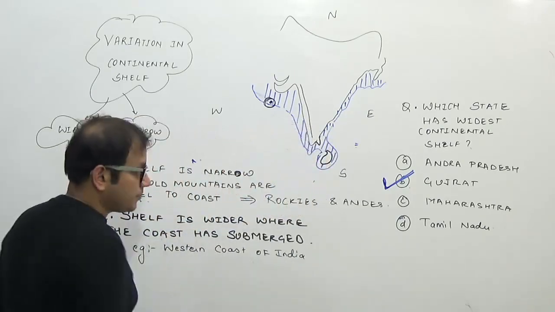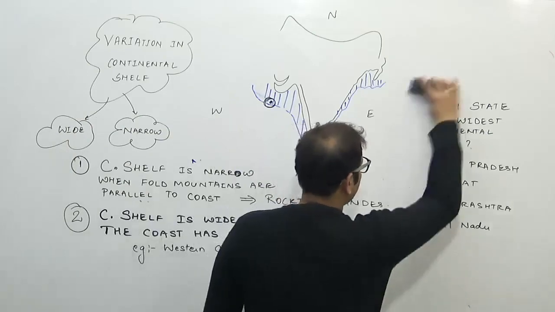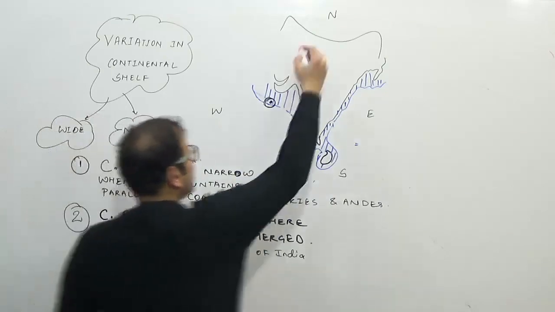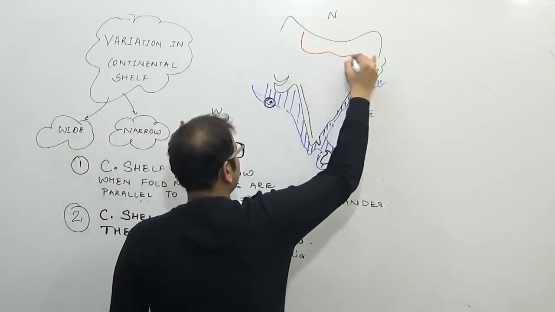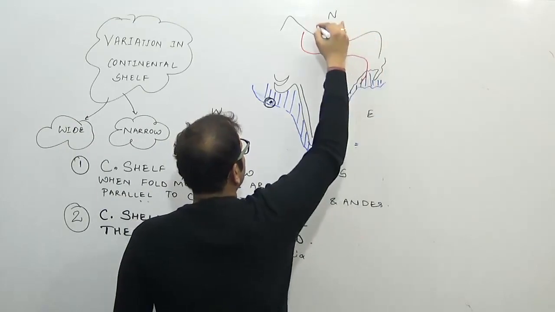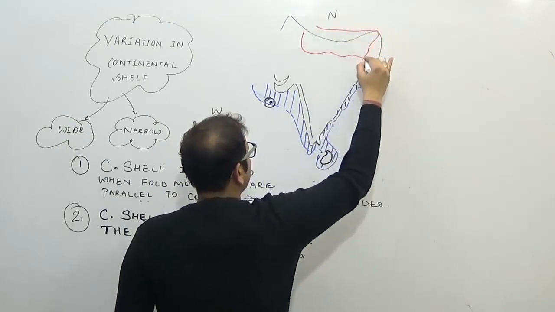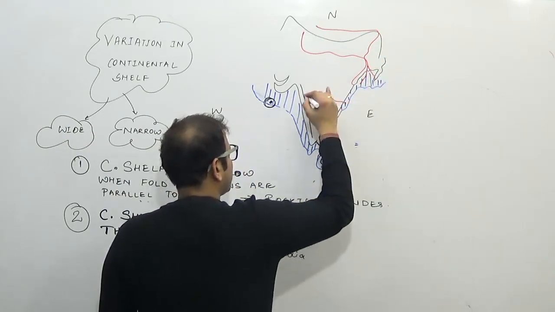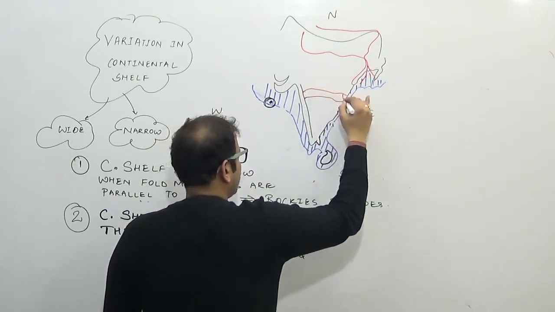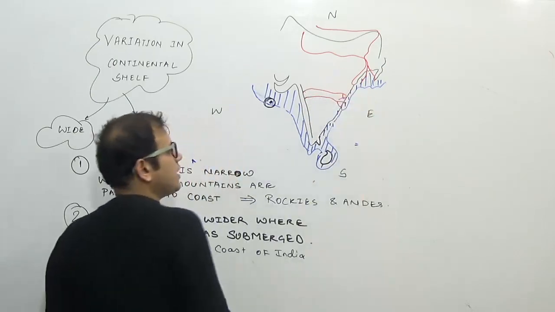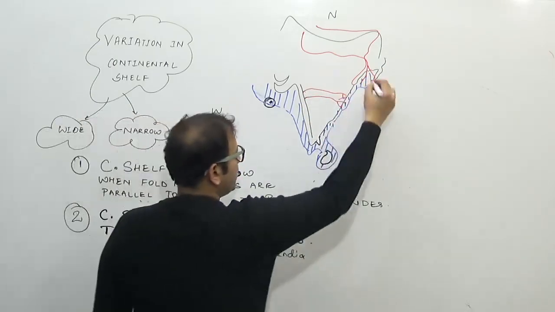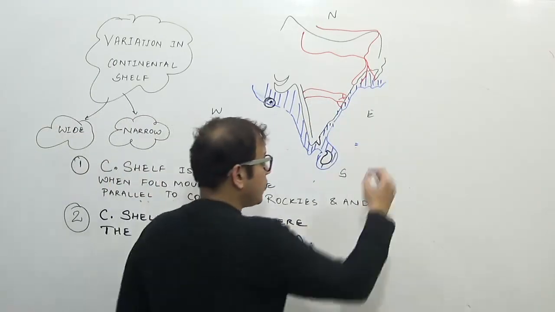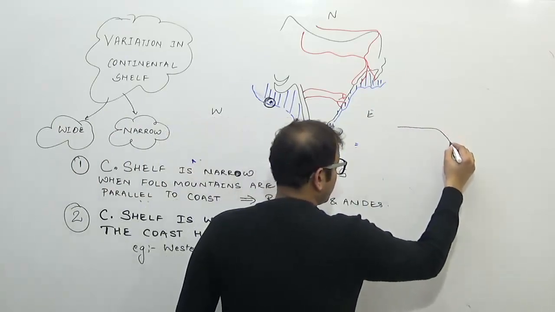Now the third is, if we look at the coast around the West Bengal region, this is river Ganga, this is river Brahmaputra, they meet and then they form the largest delta in the world. This is river Krishna, this is river Godavari, and Krishna and Godavari also form a delta. So here the continental shelf is wide, here the continental shelf is wide. Why? Because what is the continental shelf? Continental shelf is a part of a continent.